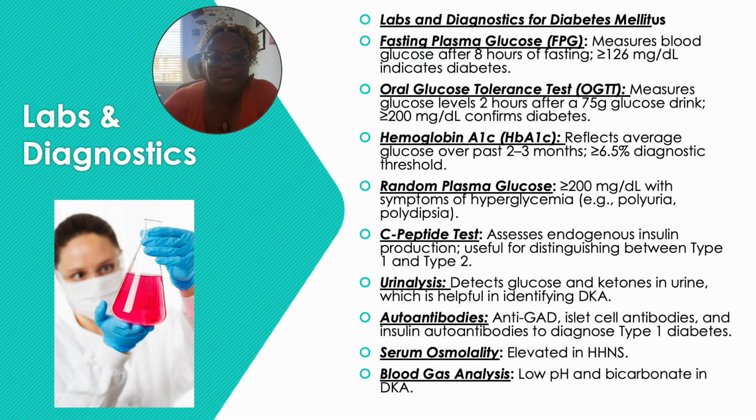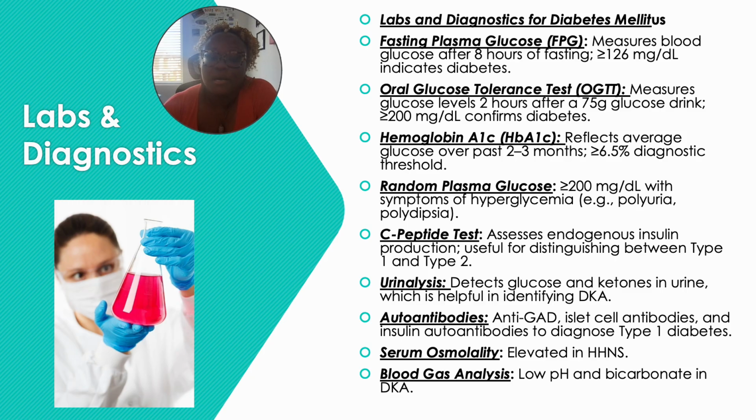Again, just to recap the labs and diagnostics, we're going to be checking that fasting plasma glucose. And we measure this by taking blood. And then we're going to measure that after 8 hours of fasting. So that patient has to be fasting for 8 hours. And how that's diagnosed is the lab comes back and is greater than or equal to 126 milligrams per deciliter. That will indicate that they have diabetes.